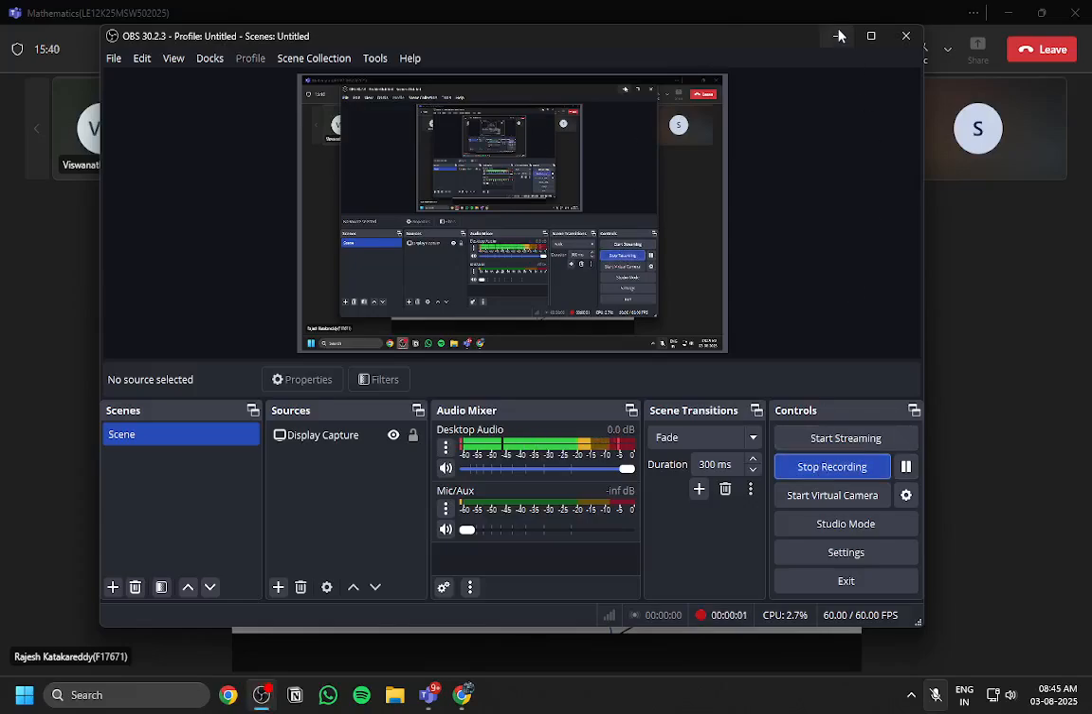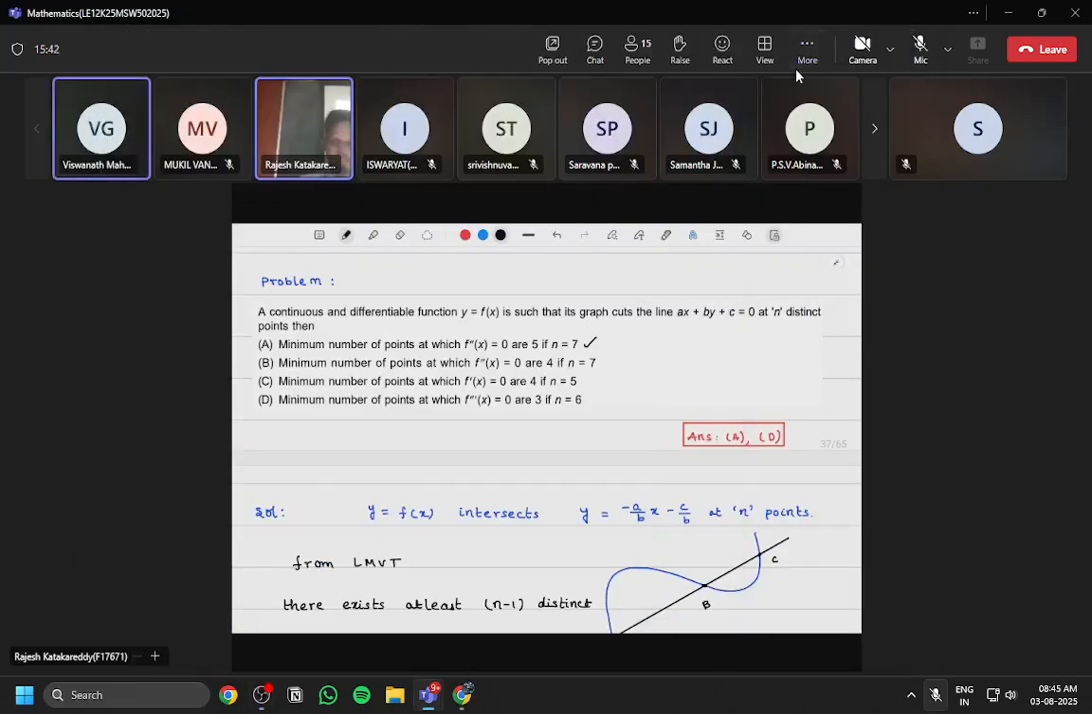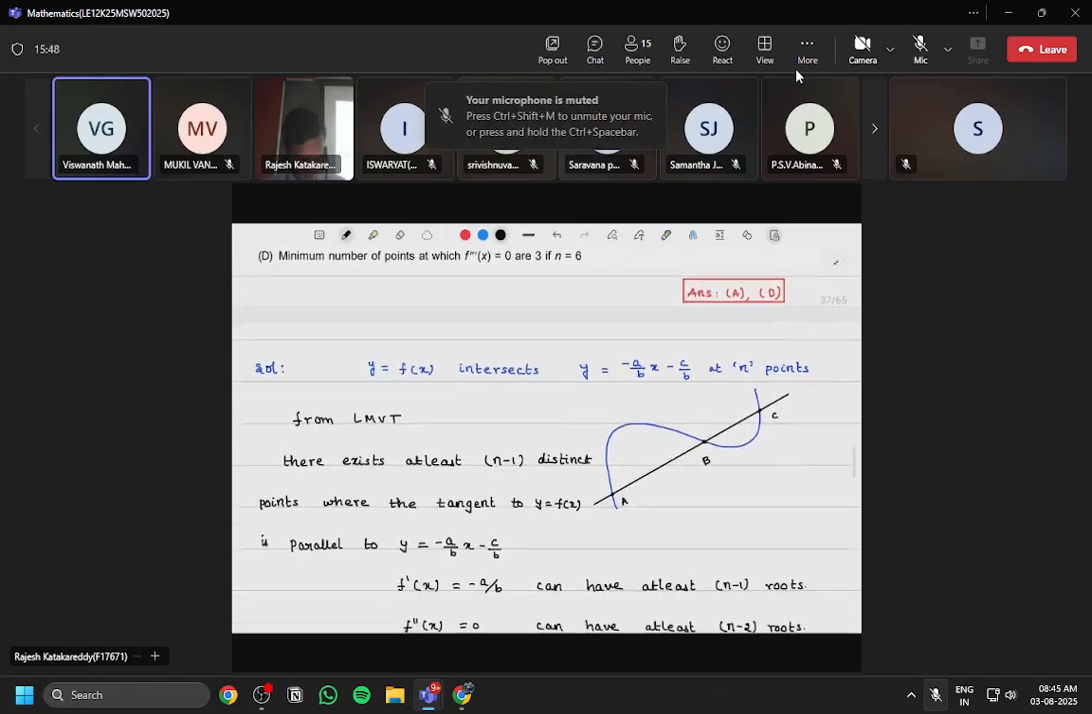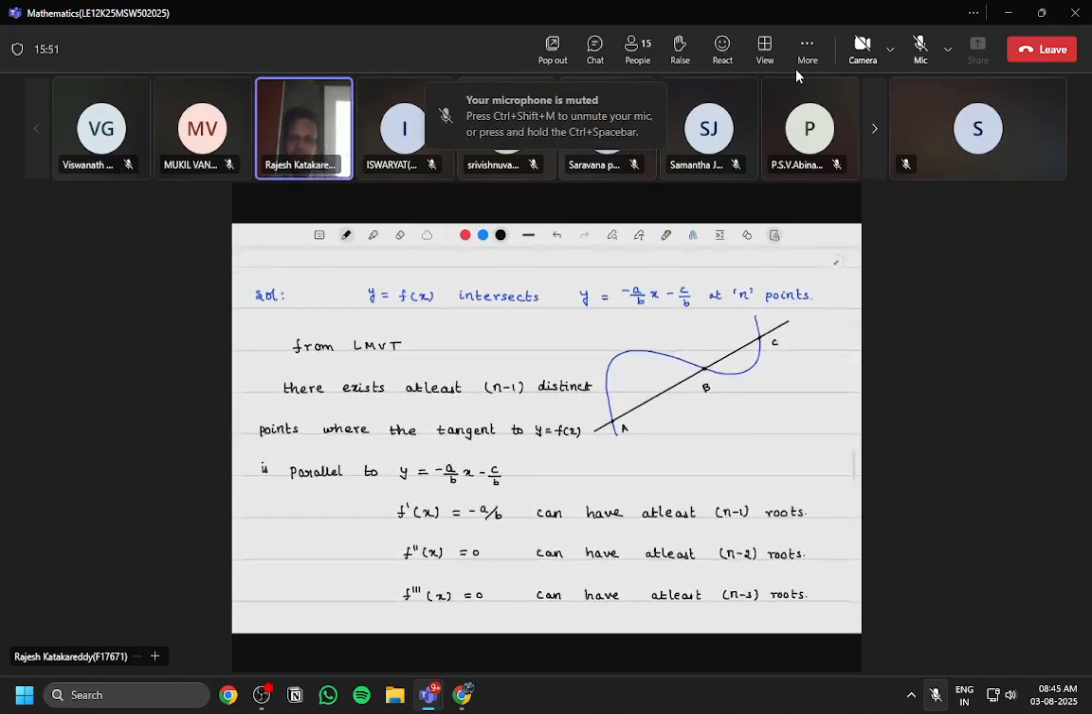Do you understand this? Any doubt in this? Sir, yes, please. Sir, if f double dash of x is equal to 0, then how can we differentiate it one more time, sir? Why can we not differentiate one more time? I am talking about the roots of the derivative using Rolle's.